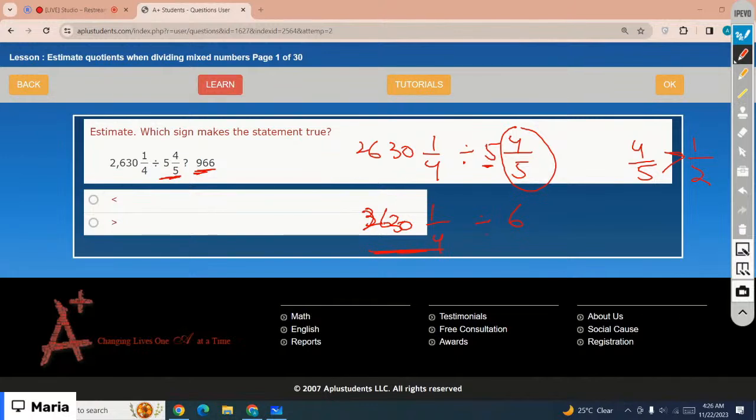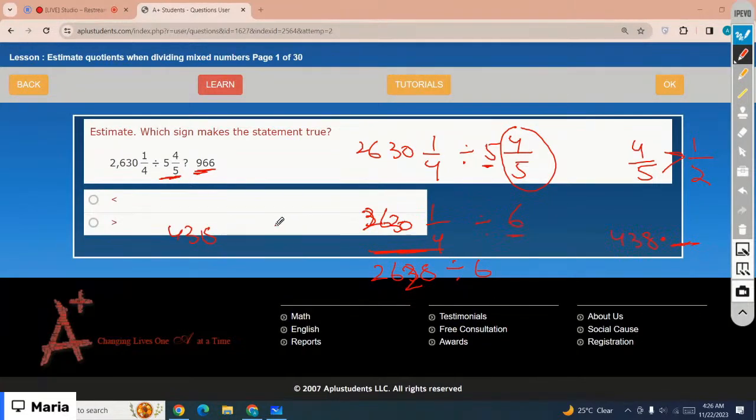Okay, you have to find a compatible number that can be divided by 6, right? So I divided 2630 by 6 on the calculator. That is 438 point something. Then I multiplied 438 by 6, so that would be 2628. That is completely divided by 6, right? When you divide, it is 438.